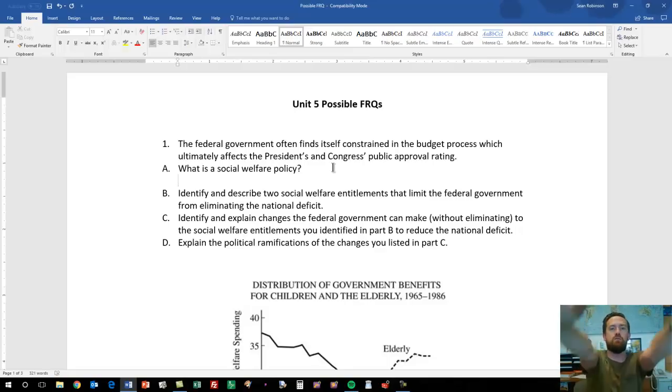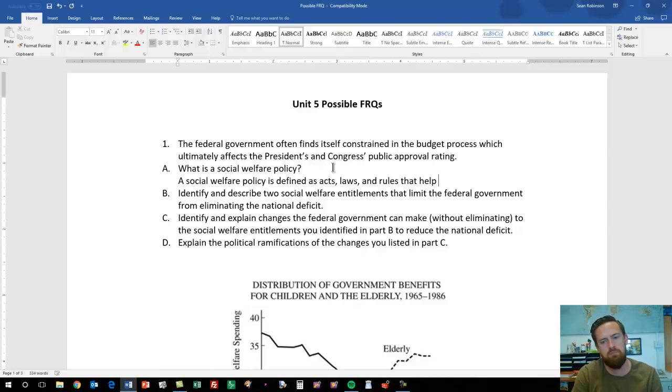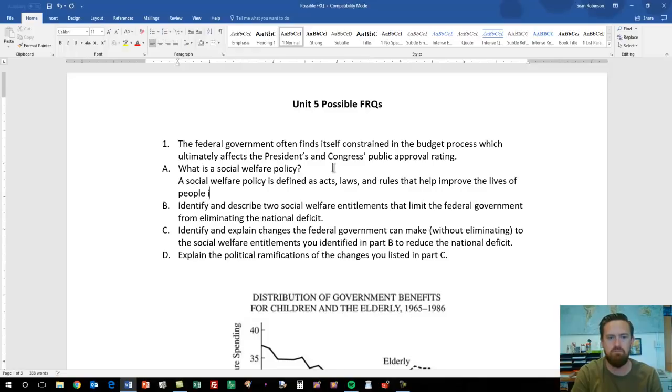Question 1, that's you people right in front of me. What is a social welfare policy? What'd you write? I put a social welfare policy is defined as acts, laws, and rules that help improve the lives of people in the community. An example is one that ensures better health care. Is this from the key or from your heart? This was from the dictionary.